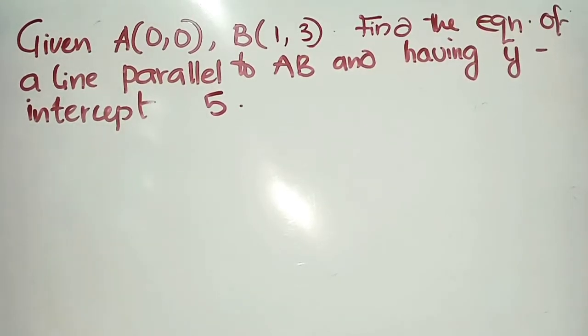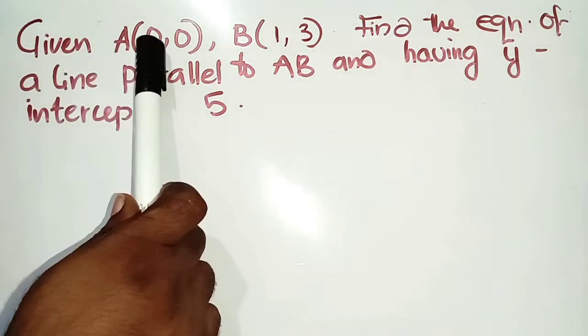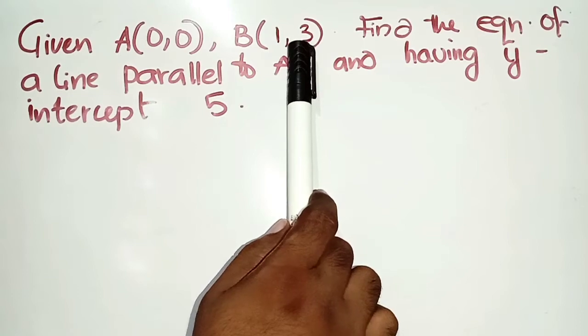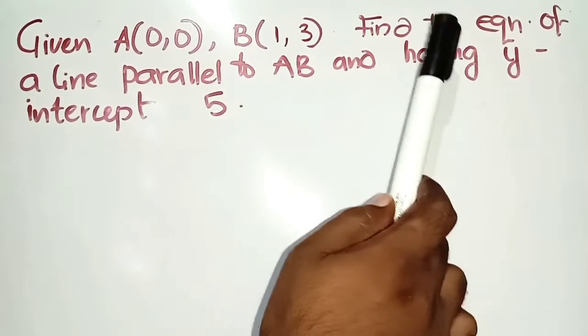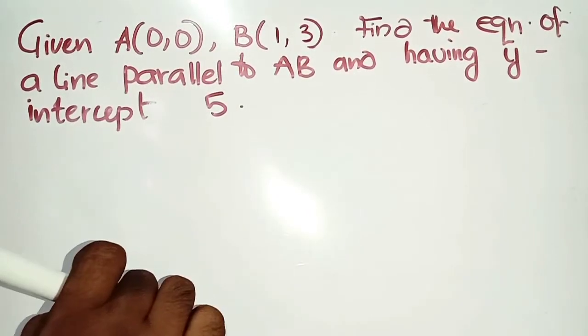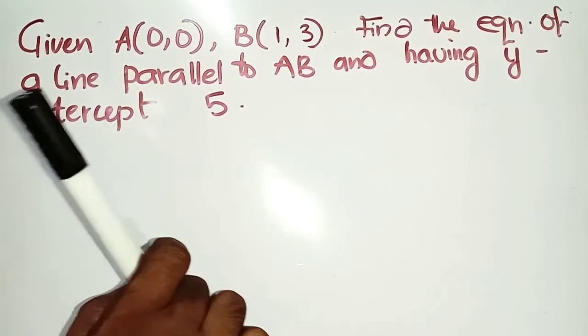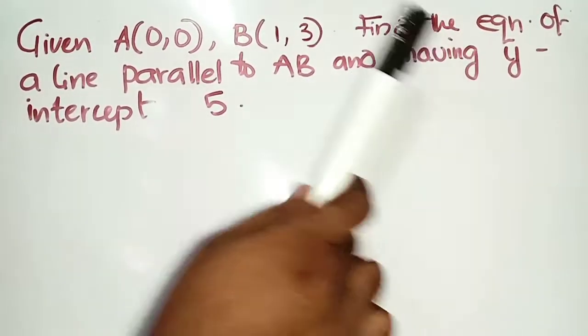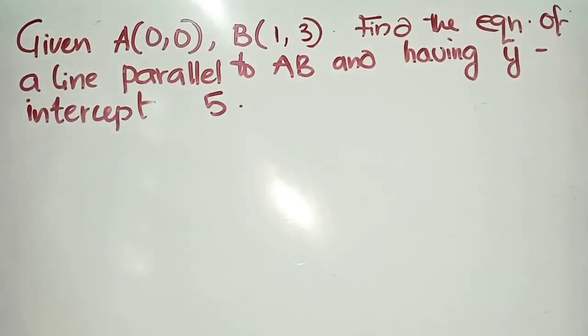Let us check this question. Given A (0, 0), the ordered pair 0, 0, and the point B with coordinates (1, 3). Find the equation of a line parallel to AB. So there is another line which is parallel to AB and having y-intercept 5.